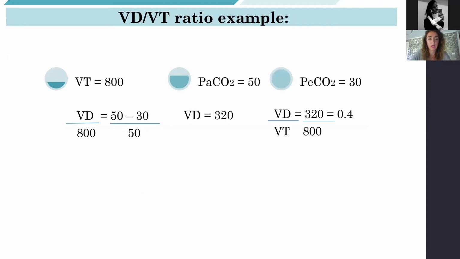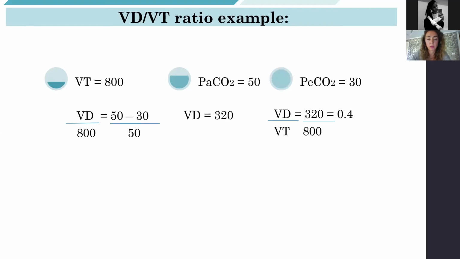So we have a tidal volume of 800, partial pressure of carbon dioxide of 50, and partial pressure of excreted carbon dioxide of 30. If we calculate this, we will see that the patient has a 0.4 VD/VT ratio, and that means that the patient can be weaned from the ventilator.